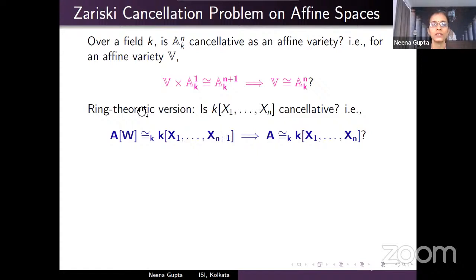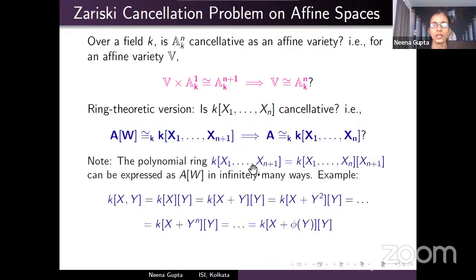Over an algebraically closed field, this problem is equivalent to the following ring theoretic version. That is, whether the polynomial ring K[X1, ..., Xn] is cancellative. That is, suppose A is any given ring and the polynomial ring in one variable over A is isomorphic to a polynomial ring in n plus 1 variables over the base field K. Does this necessarily imply that A is isomorphic to the polynomial ring in n variables over the field K? So note that the polynomial ring K[X1, ..., Xn+1], a polynomial ring in n plus 1 variables, can be expressed as a polynomial ring in Xn+1 over a coefficient ring in infinitely many ways.